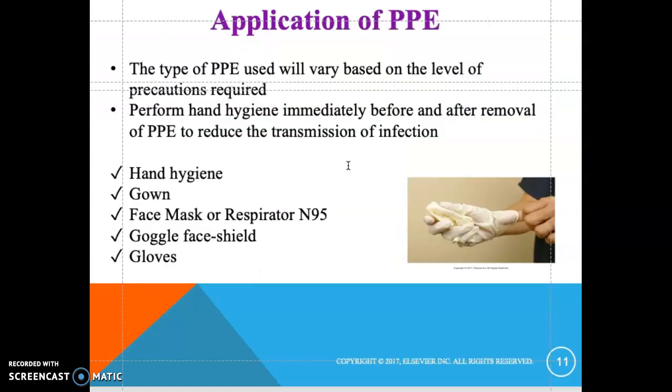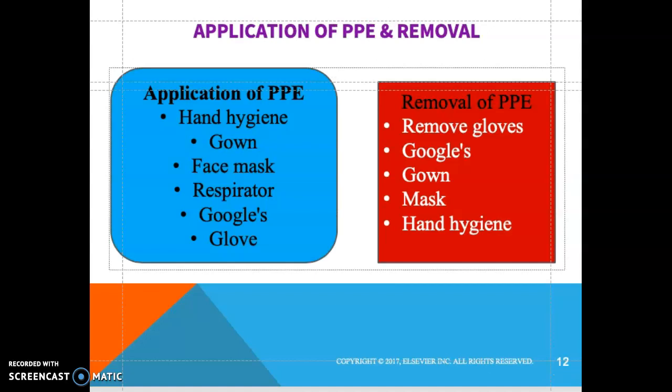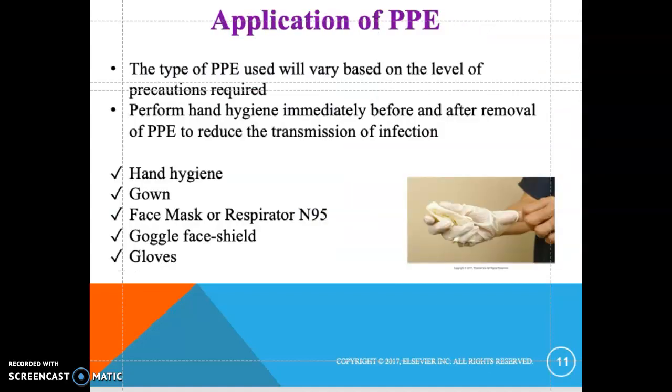So, application of personal protective equipment. The type of personal protective equipment used will vary based on the level of precautions required. Perform hand hygiene immediately before and after removal of all PPE to reduce the transmission of infection. So it's important that you always perform hand hygiene. You apply your gown, your face mask or your N95 respirator, your goggles, your face shield, and gloves. So that's the order in how you apply personal protective equipment.